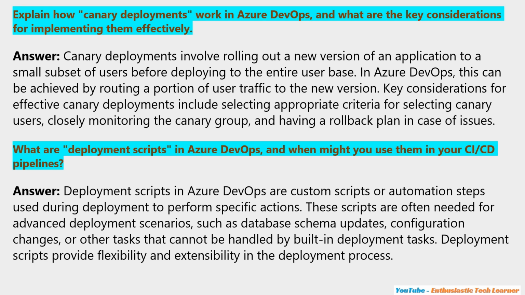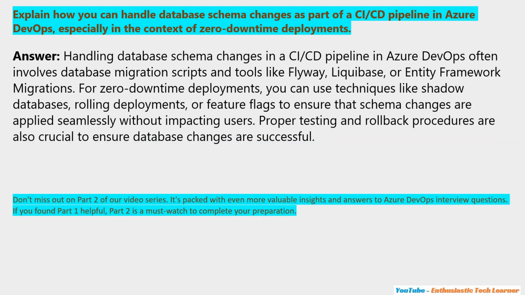Explain how you can handle database schema changes as part of a CI/CD pipeline in Azure DevOps, especially in the context of zero downtime deployments. Answer: handling database schema changes in a CI/CD pipeline in Azure DevOps often involves database migration scripts in tools like Flyway, Liquibase, or Entity Framework migrations. For zero downtime deployments, you can use techniques like shadow databases, rolling deployments, or feature flags to ensure that schema changes are applied seamlessly without impacting users. Proper testing and rollback procedures are also crucial to ensure database changes are successful.